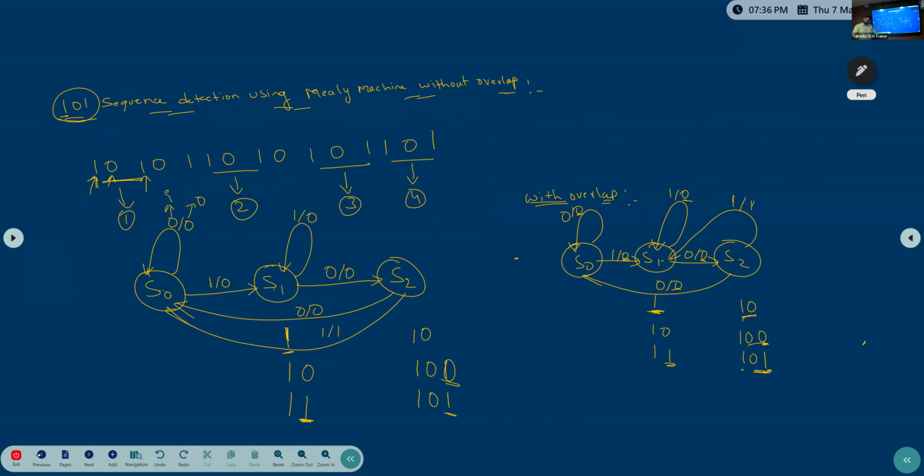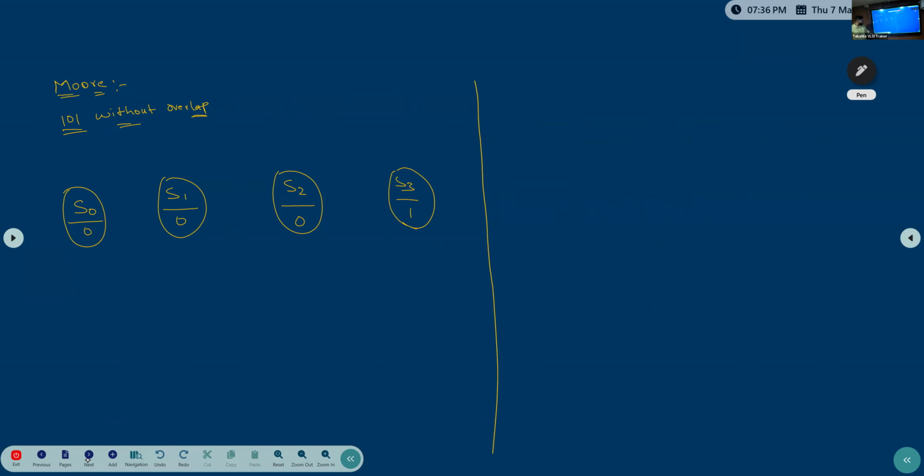That's why I represented it with input. But here, it only changes with the state, so I need to represent it inside the state. Clear? So this is one of the differences between Mealy and Moore.